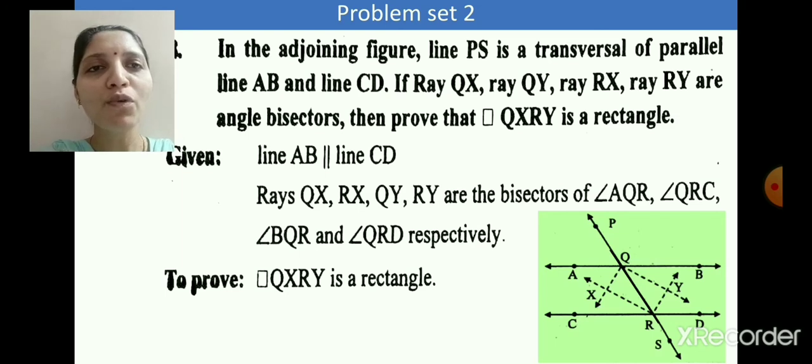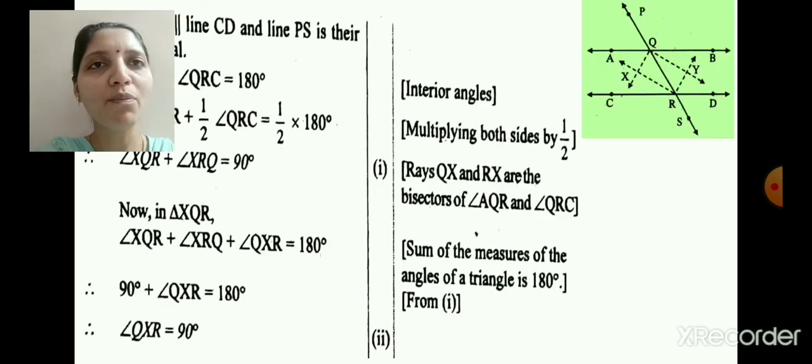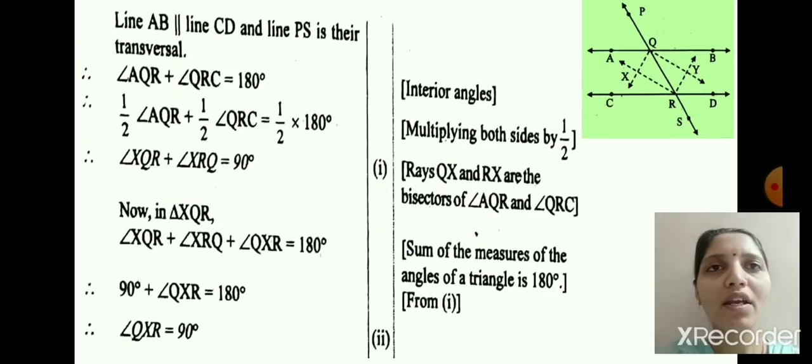And what you have to prove is that this quadrilateral QXRY is a rectangle. So let's start with the proof. Now here line AB is parallel to line CD and line PS is their transversal. So what can you write here? Angle AQR plus angle QRC is equal to 180 degrees, because these two are the interior angles on the same side of the transversal and they should be supplementary.